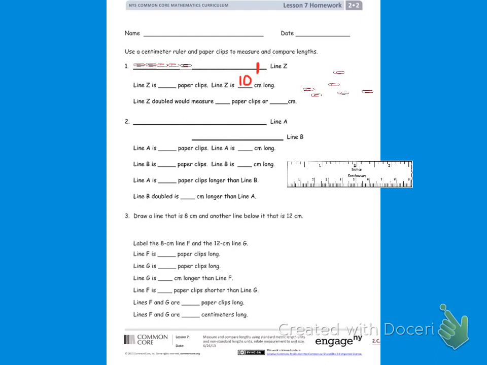If we leave spaces, there is that space that will not be measured. So it's important we try not to leave space between our paper clips.